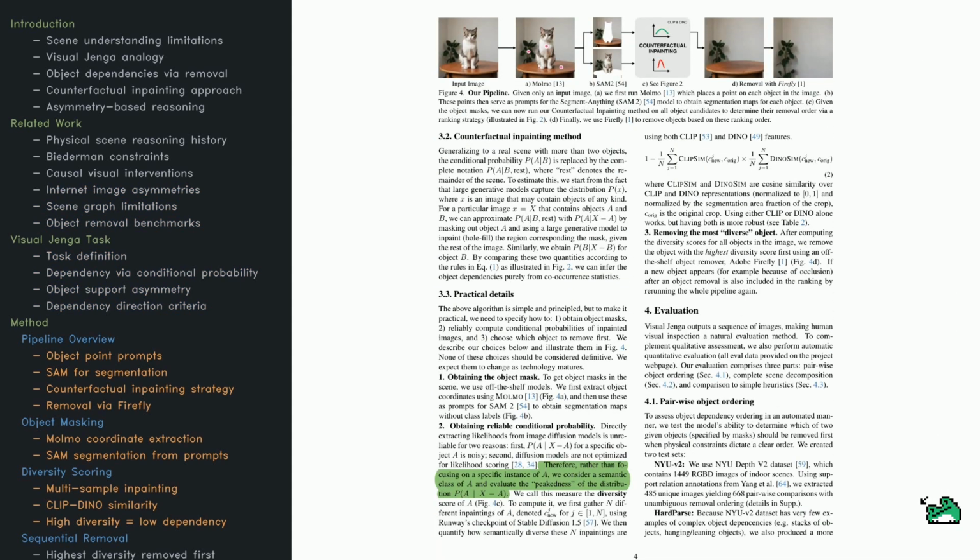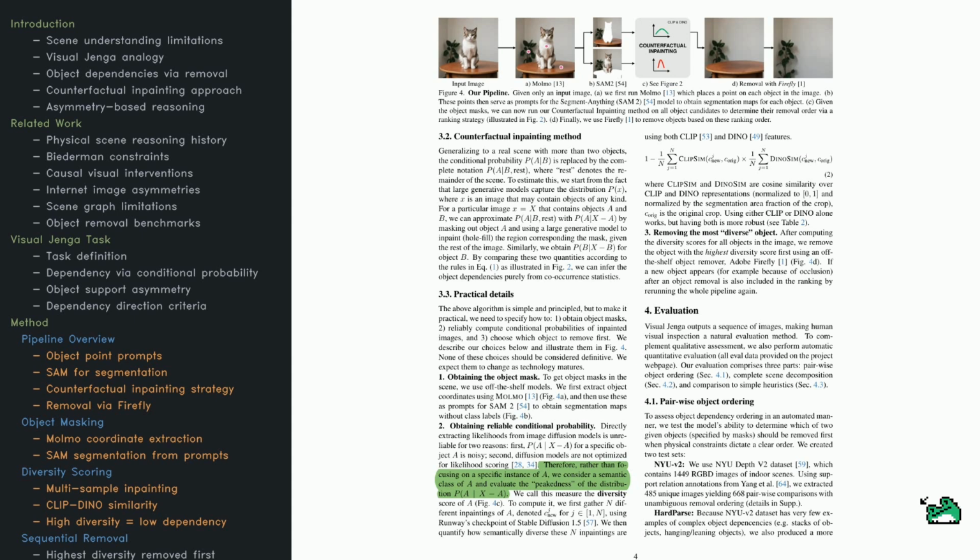Now let's see how the pipeline works in practice. First, a model called MOLMO places points on each object it detects in the image. These points act as reference markers. Then they use the Segment Anything model, or SAM, from Meta to transform those points into segmentation masks.